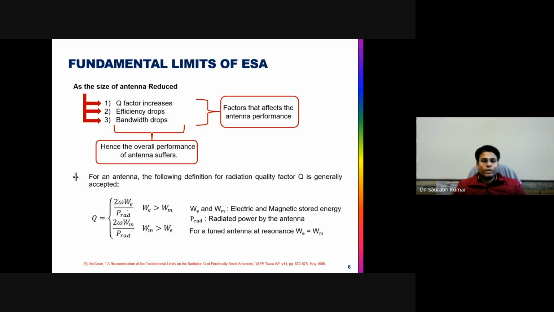For an antenna, because it is a radiating device, the radiated power should be more as compared to the stored energy, in terms of the electric or magnetic stored energy. If the radiated power is reduced, the quality factor will increase, and hence the efficiency and other factors will also be reduced.